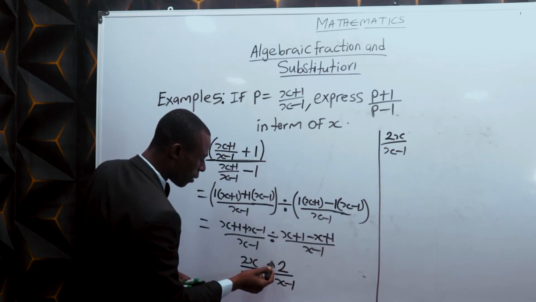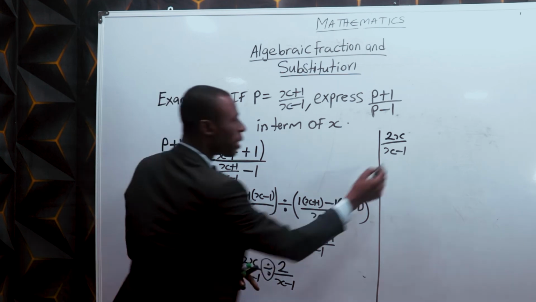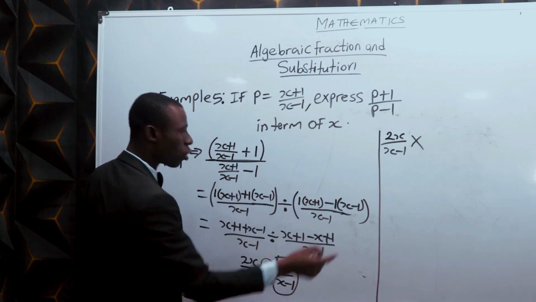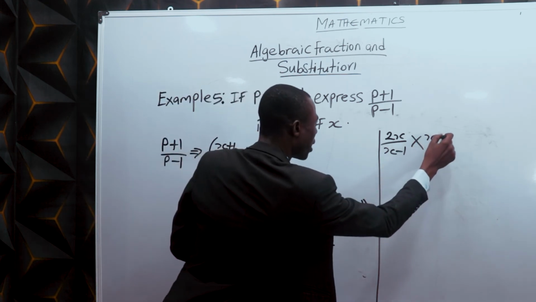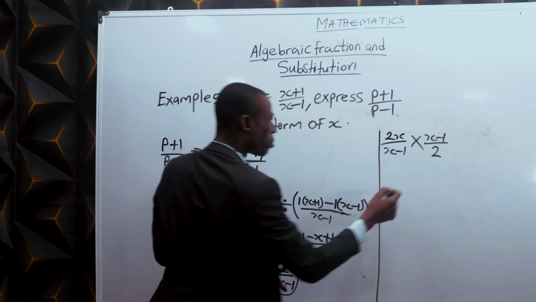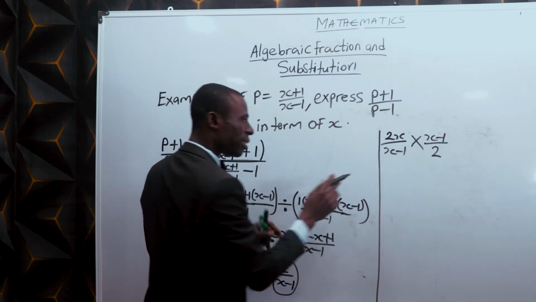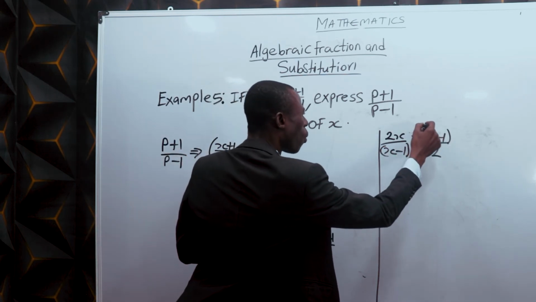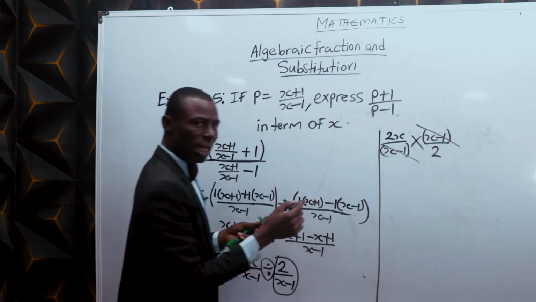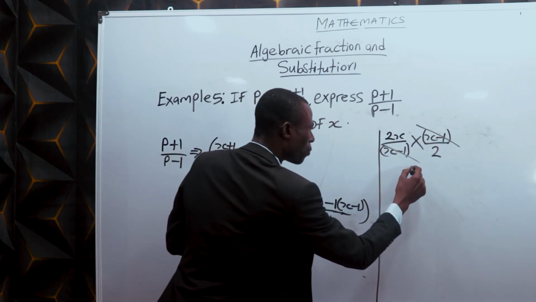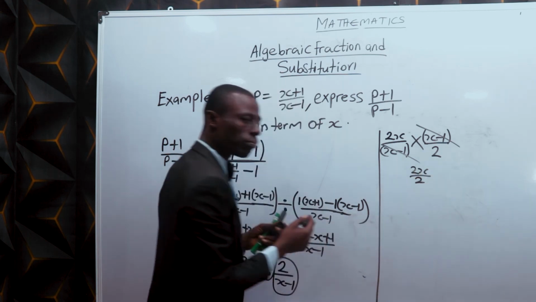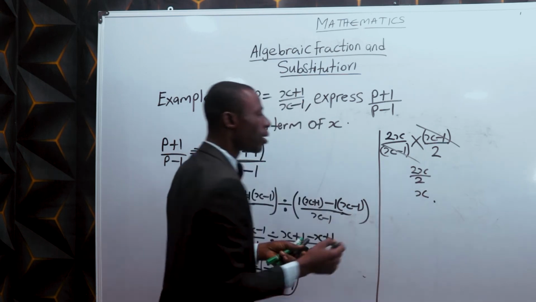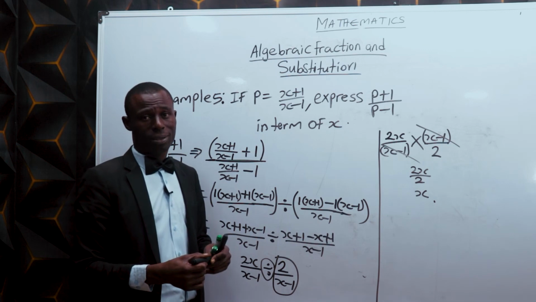The division sign here, we turn to multiplication. And the divisor also, we turn upside down. That is x minus 1 over 2. So, looking at this critically, you can see that x minus 1 and x minus 1 can cross each other conveniently. So you have 2x over 2. From there, 2x divided by 2 is also what? x. So the final answer is x.